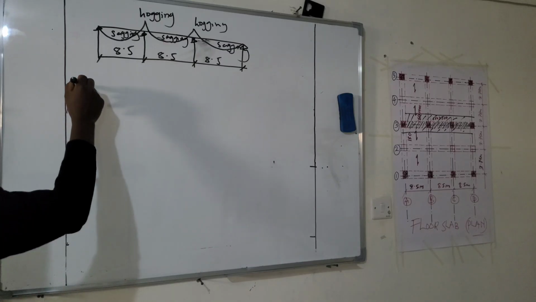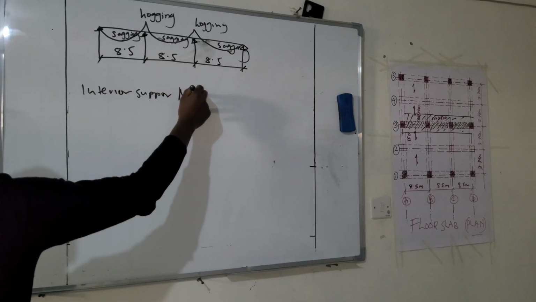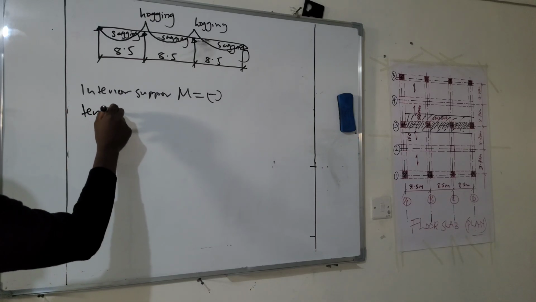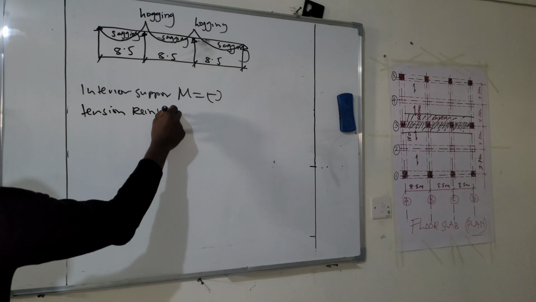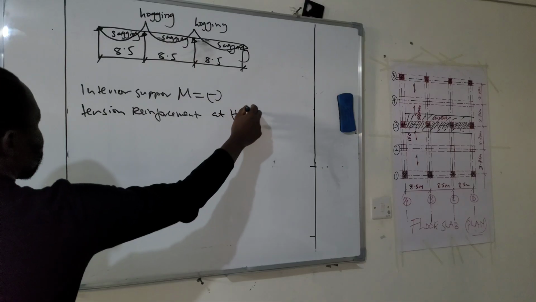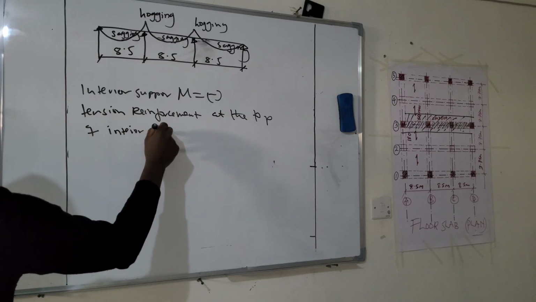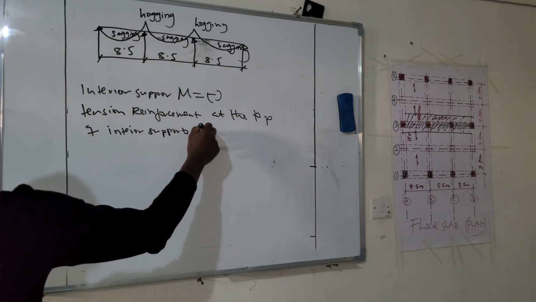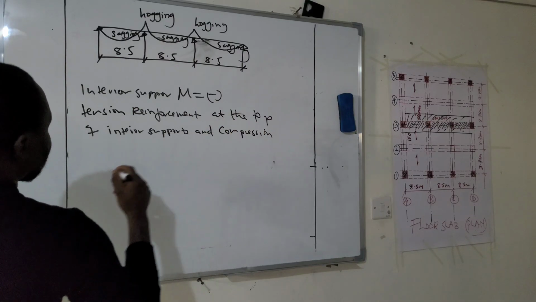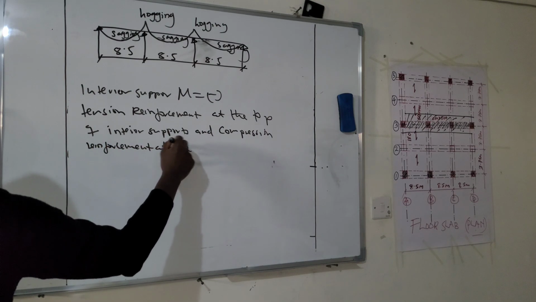So for the interior support, M will always be negative, which means tension reinforcement will be provided at the top of interior support, and compression reinforcement at the bottom, like that.